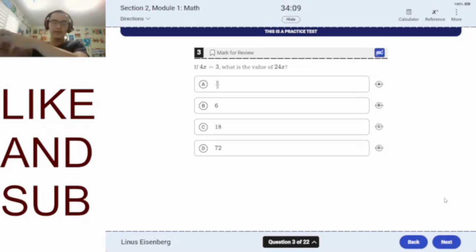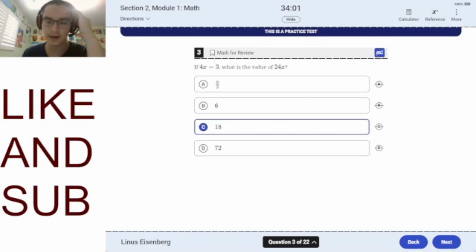Okay, if 4x is three, what is the value of 24x? We don't even need to solve for x. We're just going to multiply the whole thing by 6, and we see that it's 18.